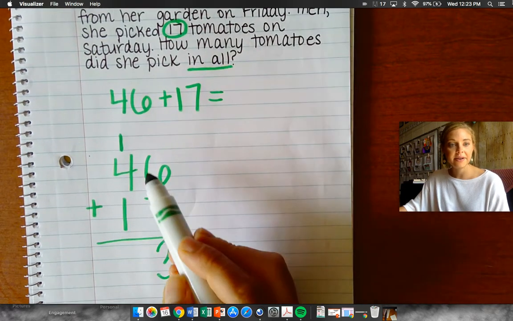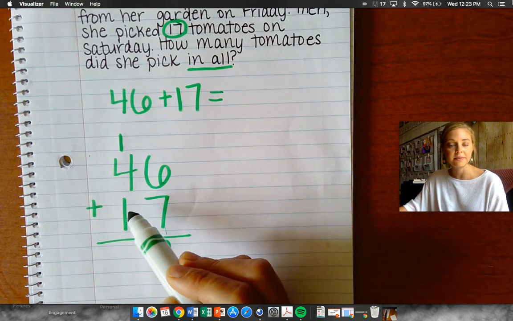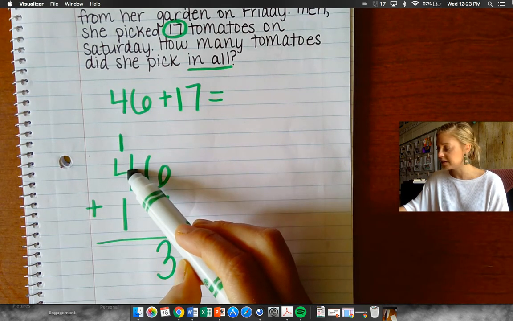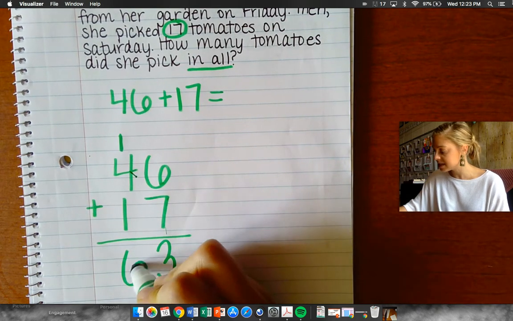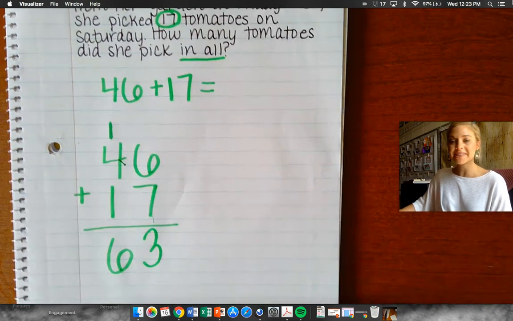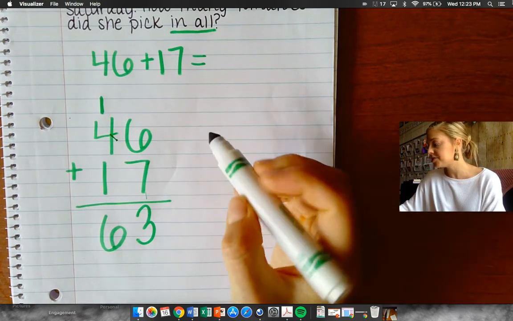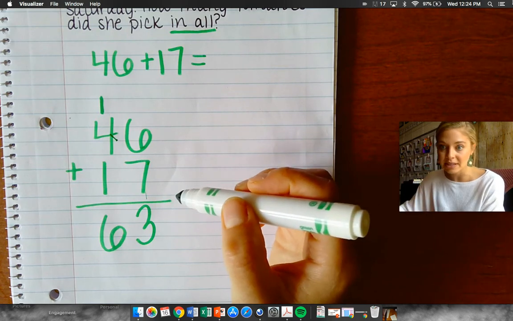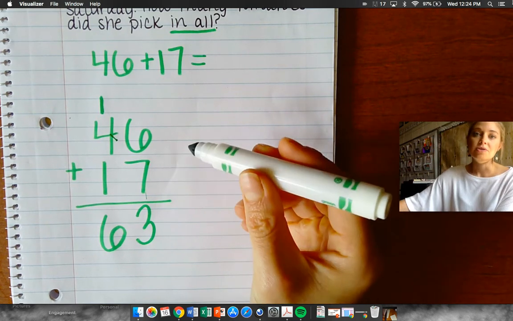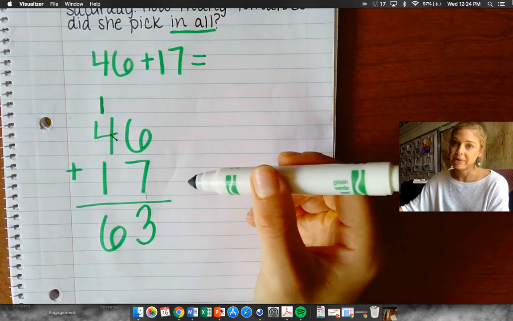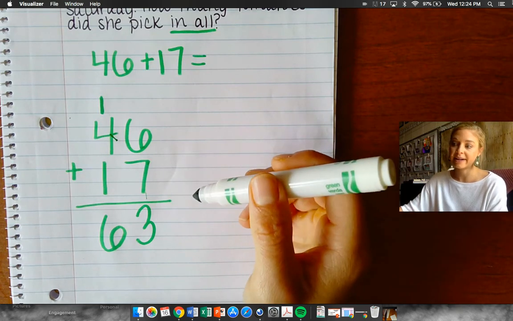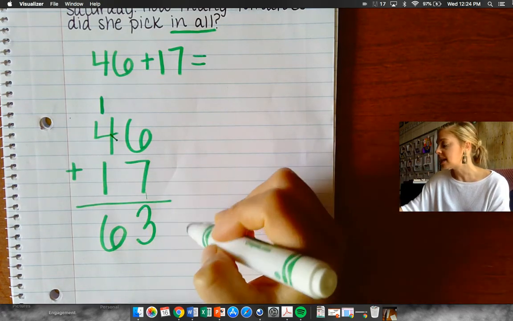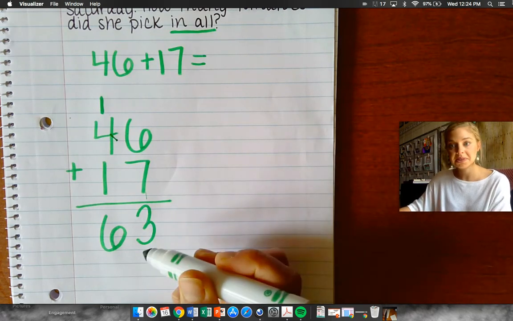Now I have 1 plus 4 plus 1. Well, 1 plus 4 is 5. Plus 1 is 6. 63. Now 63 is only part of my answer. I need to label my answer. Labeling your answer is extremely important when you are doing story problems in math, okay? I love when kids label their answer. It's always something that I really try to help kids remember to do in math. So my label here is going to be, well, 63 what?